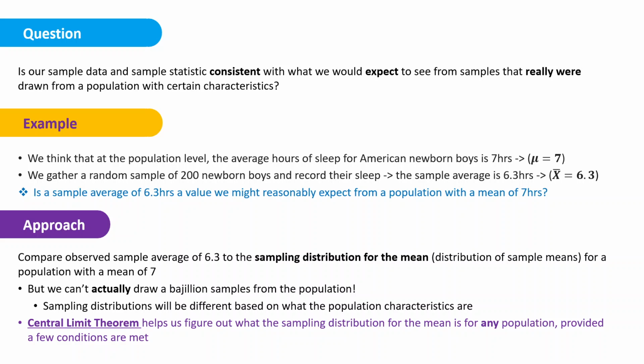Our approach is going to be that we compare our observed sample average of 6.3 to the sampling distribution for the mean, which I like to refer to as the distribution of sample means because I think it makes more sense. We're going to compare our sample average to this distribution of sample means for a population with a mean of 7. In other words, we compare our observed sample average of 6.3 to the distribution of the sample means that we would observe if we drew samples over and over and over again from a population with a mean of 7.